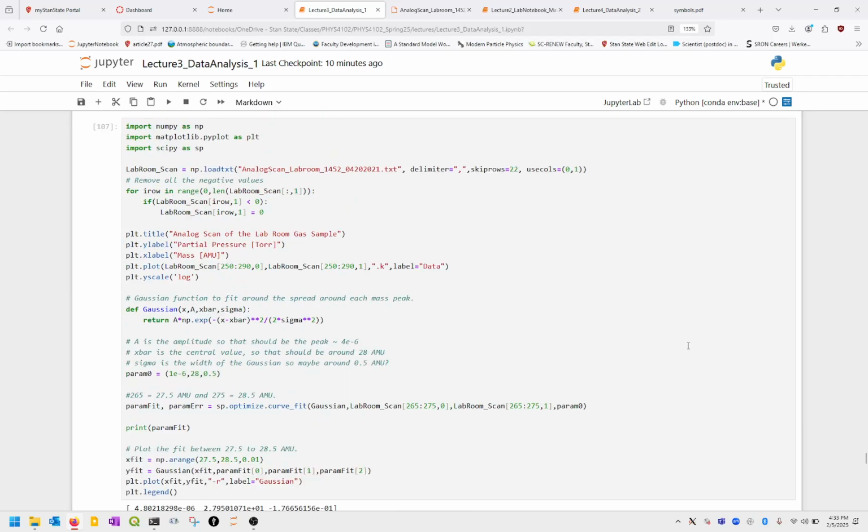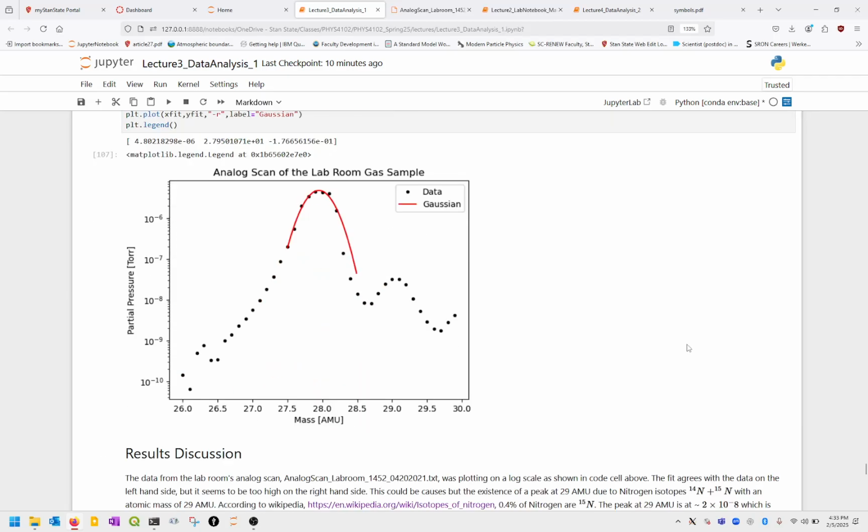Okay. So if you made the fit, hopefully it'll look something like this without the little dash on it. It should fit around the 28 AMU point, and you can draw it in red for me, and that way I don't take off points on your lab when you do this. Okay.